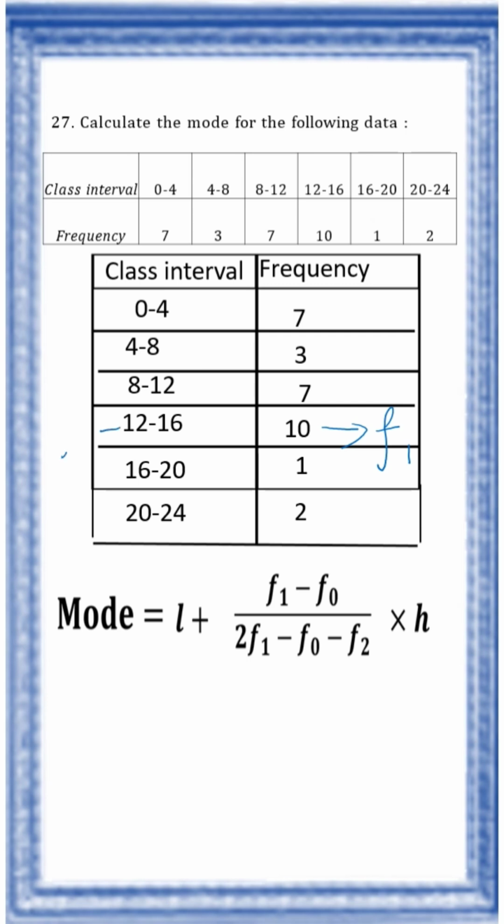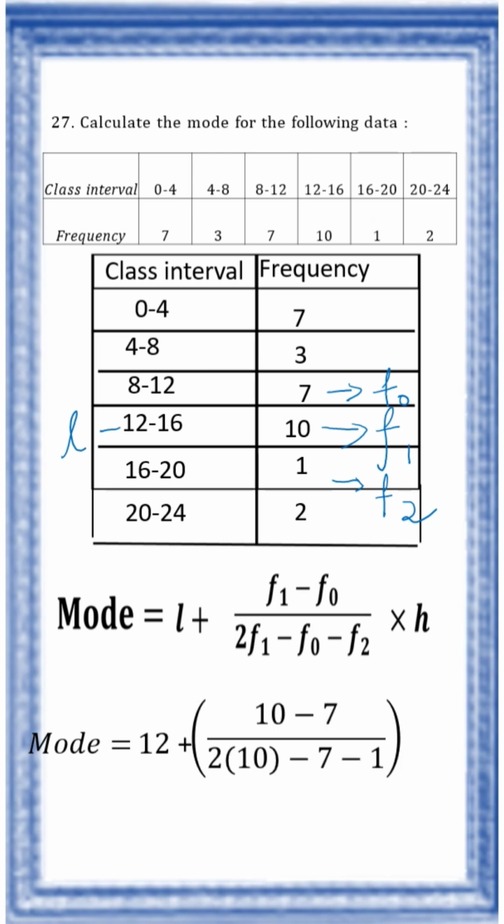L is 12. Lower class limit is 12. This is f0, the frequency of the previous class interval. 7 is f0. 1 is f2. Now let us substitute the values. So mode is equal to L, that is 12, plus f1 is 10 minus 7 upon 2 into 10 minus 7 minus 1, into h. Here class size is 16 minus 12, that is 4.